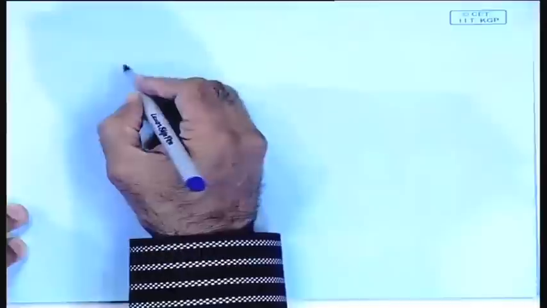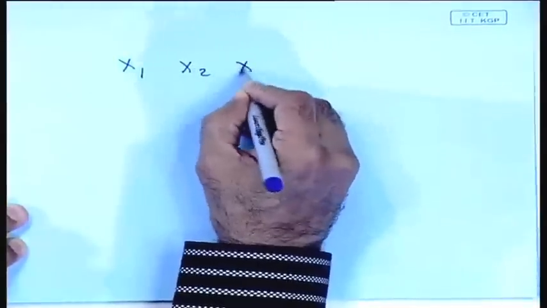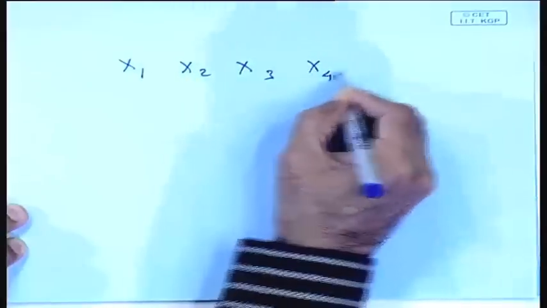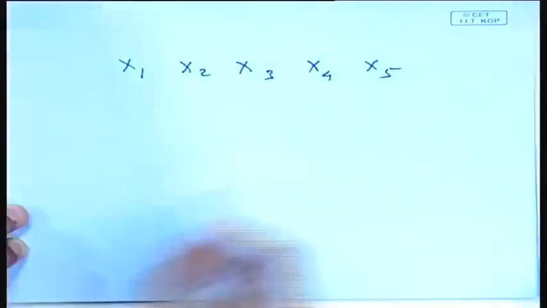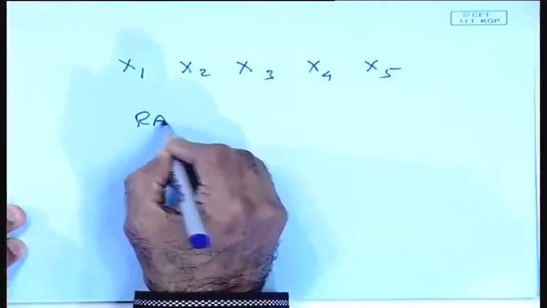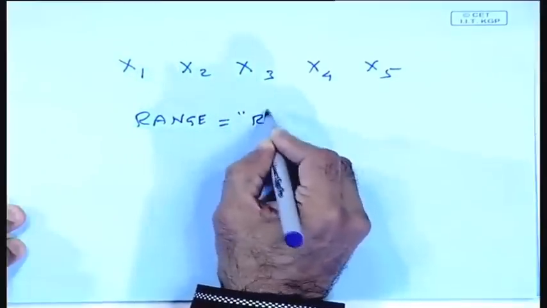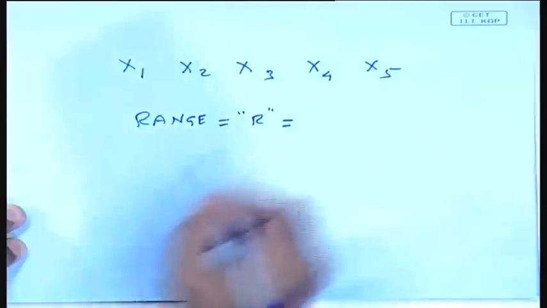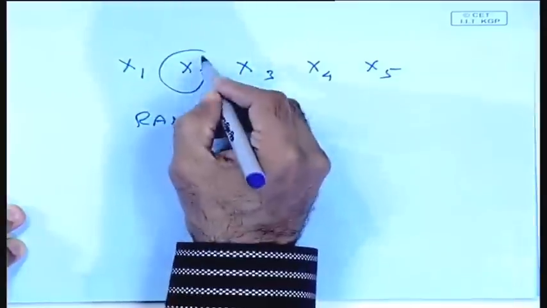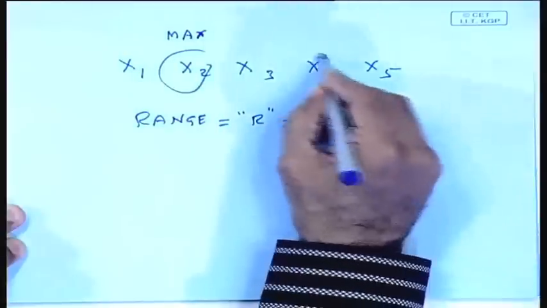But let's say I've made some measurements with the same gauge, and I'm the single operator. I've made some measurements using the same gauge, and my readings are x1, x2, x3, x4, x5. Let's say I've made 5 measurements. Now range, which is also called R, of the data that I've measured here is the difference between the largest one, the max data value, and the min data value.